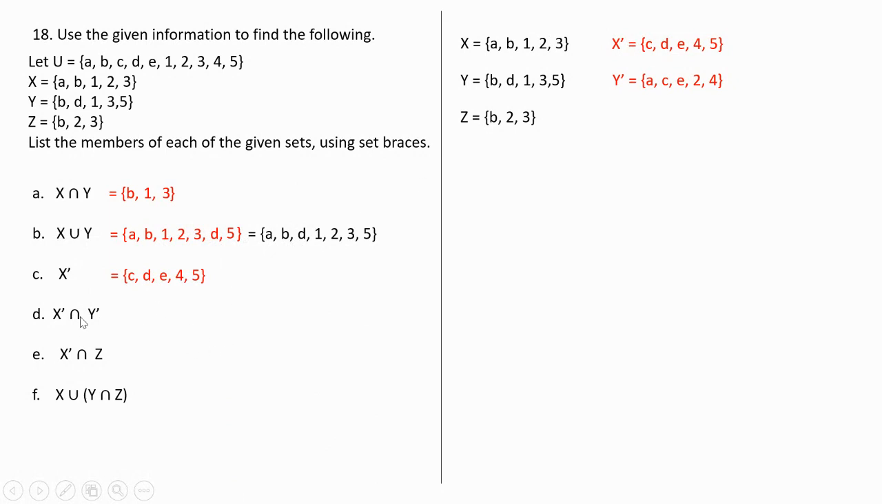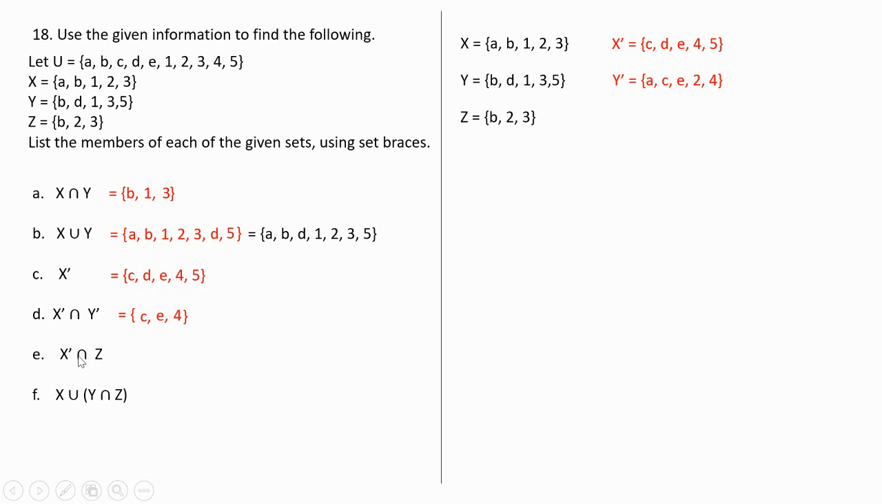And for D, intersection between X naught and Y naught. So we go here. That means what do they have in common, right? Or where do they intersect? Do they both have a C? Yes. So it's going to be C. Do they both have a D? No. Do they both have an E? Yes. So he goes in there. Do they both have a 4? Yes. So the 4 goes here. Do they both have a 5? No. So that's the answer for X naught intersects Y naught.